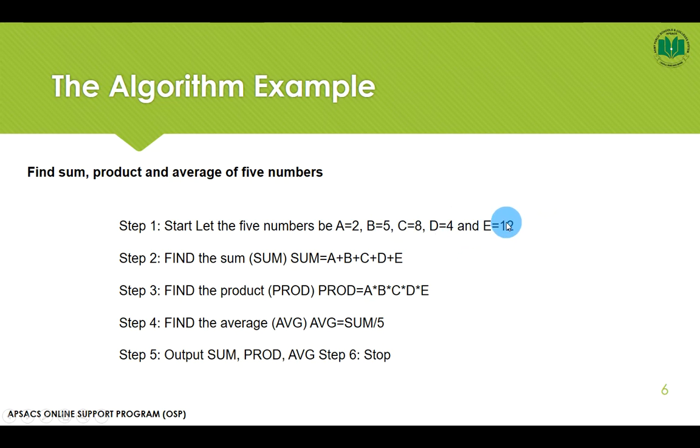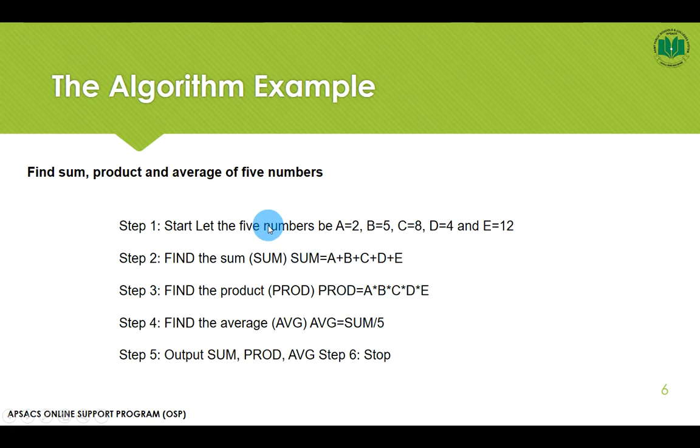Now what to do with these numbers? We have to find the sum, so we will add all the numbers and it will give us the sum. Then we have to find the product: we will multiply them all and we will have the product. Then step 4, find the average. We have already added all these numbers into one place, which is the sum. Now we just have to divide.